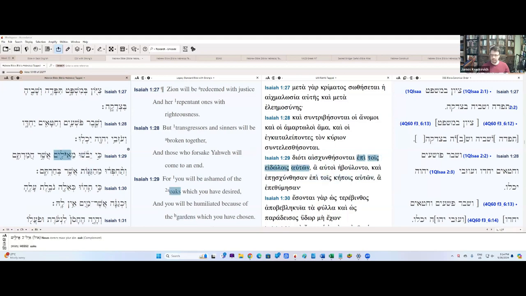So these oaks could either be understood as cultic trees that are used for worship, or multiple times in the book of Isaiah, trees are used as stand-ins for the kings of the nations. So perhaps the residents of Zion have preferred human political leaders across the world over against Yahweh. Or with these gardens, they're probably worshiping idols in the gardens instead of Yahweh. So these future people who will be redeemed will be ashamed of what the present inhabitants of Zion have desired and chosen.